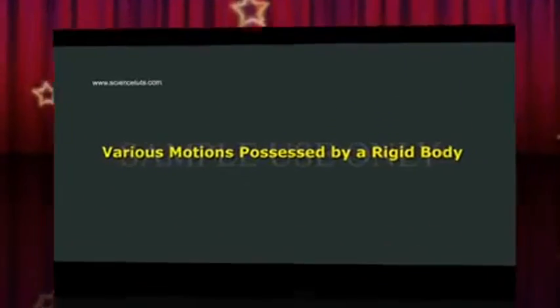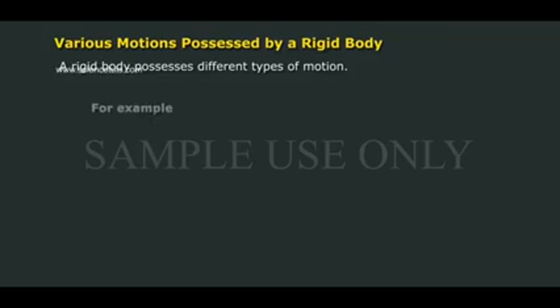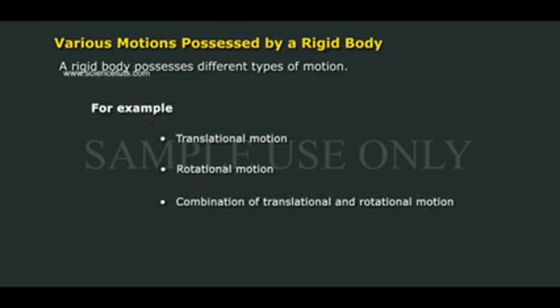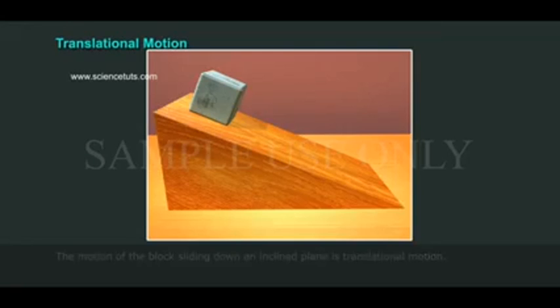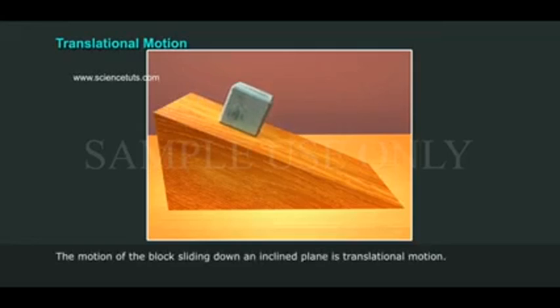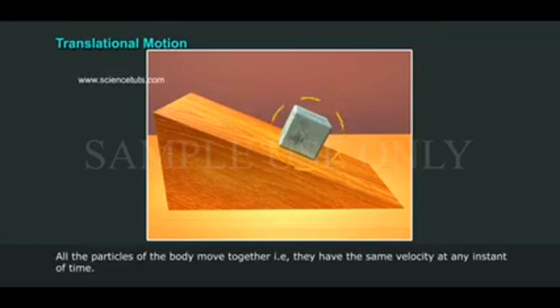Motions possessed by a rigid body. A rigid body possesses different types of motion, for example, translational motion, rotational motion, and a combination of translational and rotational motion. Translational motion: the motion of a block sliding down an inclined plane is translational motion. All the particles of the body move together. That is, they have the same velocity at any instant of time.